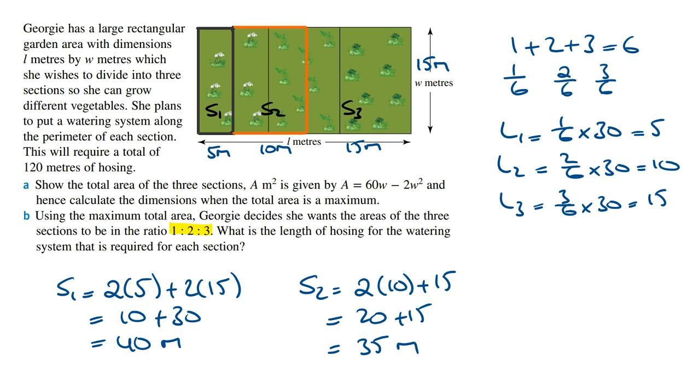And for the third section, again, you only need hosing for 3 sides. And so the total number of hosing needed for the third section is going to be 2 times 15 meters, which is going to be the length, and then plus 15, which is going to be the width. And so this is going to be 30 plus 15, which is equal to 45 meters, giving us a total of 120 meters.